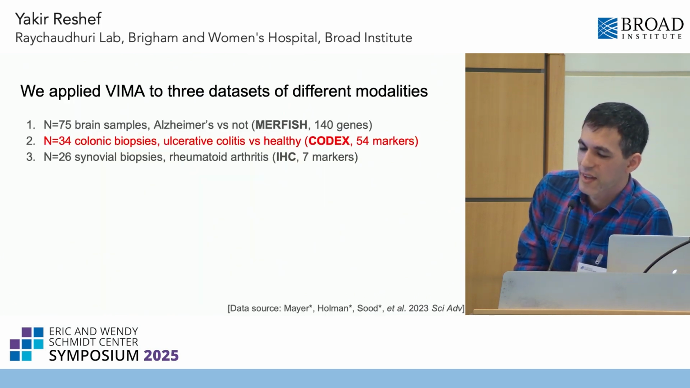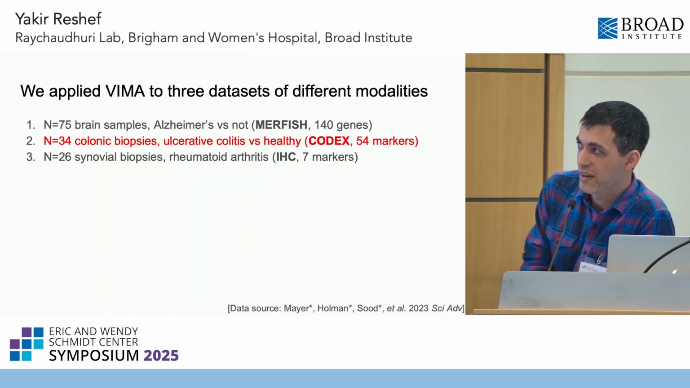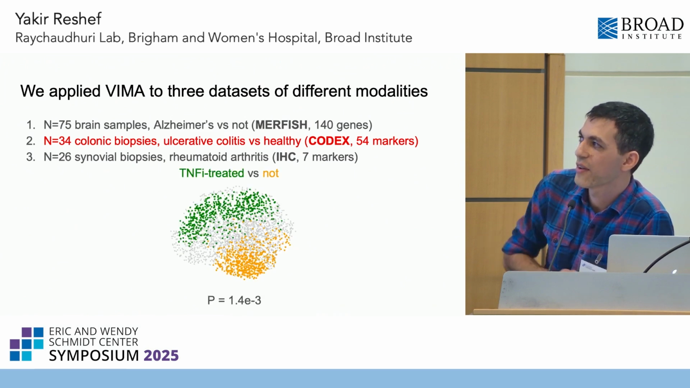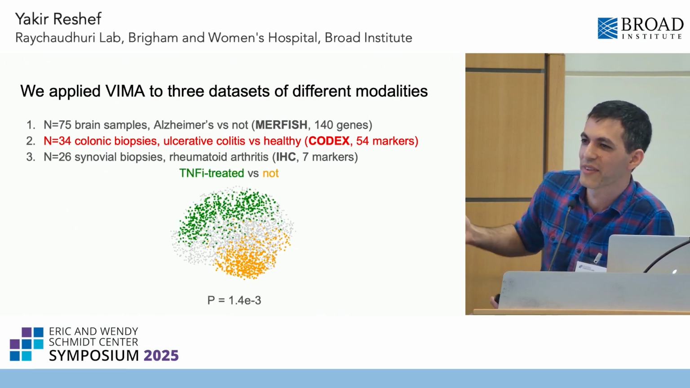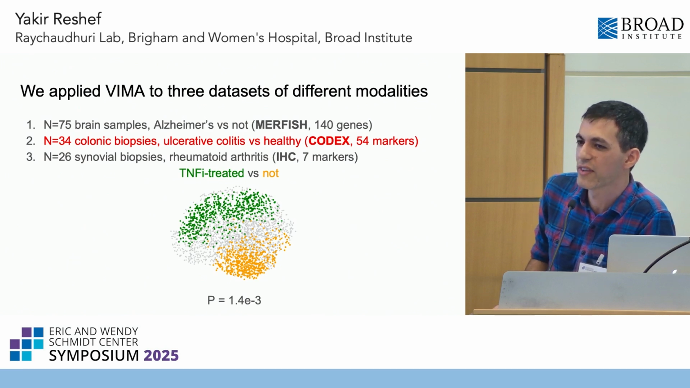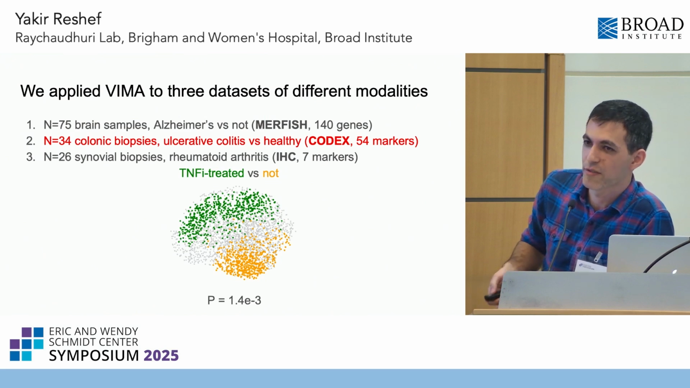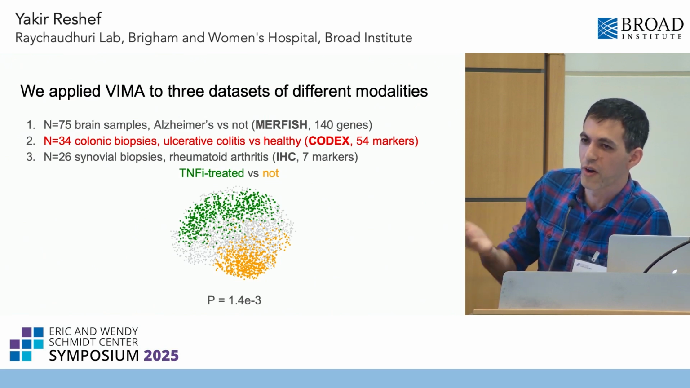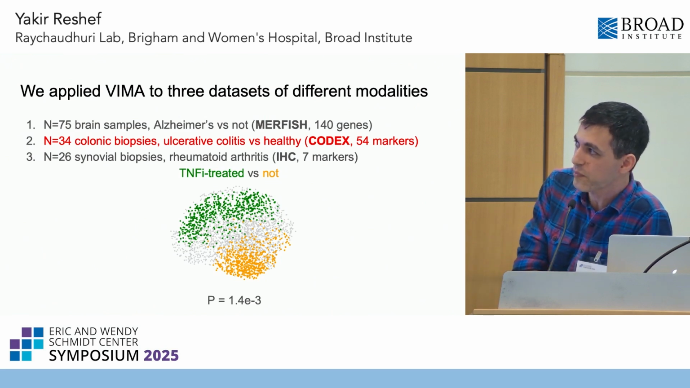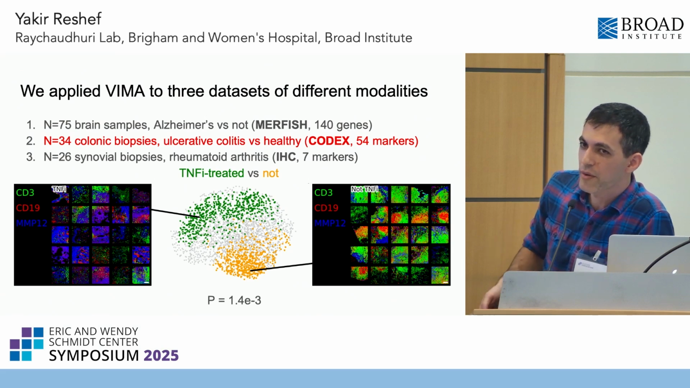The second data set is a CODEX data set in ulcerative colitis, and I'll speak briefly about it. The signal I'm most excited about from this data set is a signal of TNF inhibition versus not. TNF inhibition is the dominant treatment modality in this disease, and we were able to find basically a spatial signature that corresponds to whether patients are on a TNF inhibitor or not. And when we looked at the micro-niches driving this association, we saw a very striking pattern.